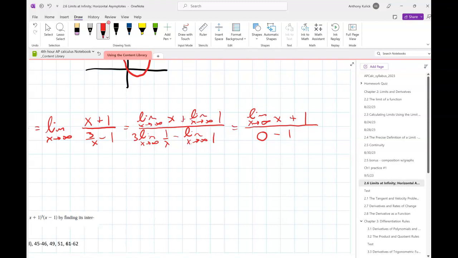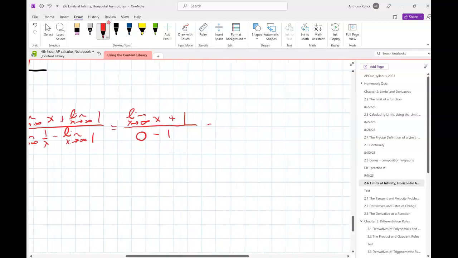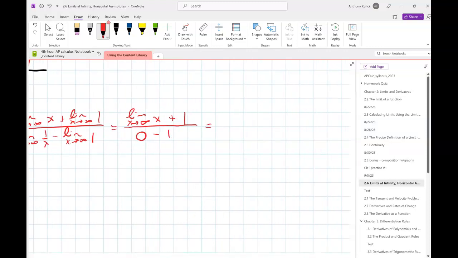So when I look at this, I basically have infinity plus 1 divided by negative 1, which should just be a gigantic number plus 1 is still a gigantic number, but divided by negative 1 is a negative gigantic number, so negative infinity. Is everybody okay with that? Okay.